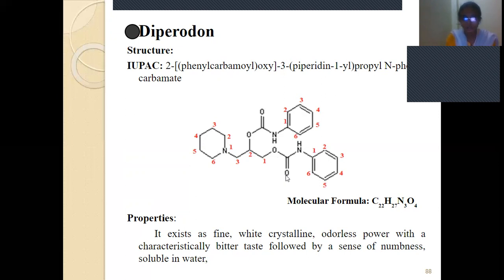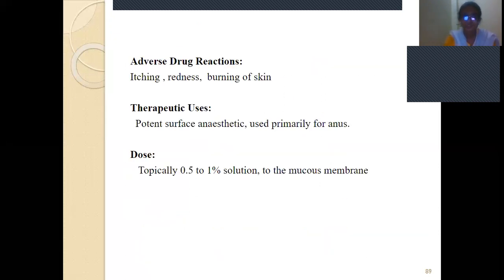Properties: it is available in the form of white crystals, it is odorless with a bitter taste, and it is soluble in water. Adverse drug reactions are itching, redness, and burning of the skin. Uses: it is mainly used as a surface anesthetic, primarily used for the anus.